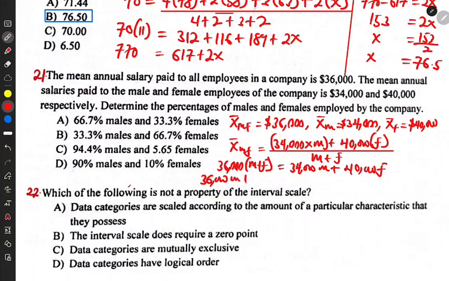36,000 M plus 36,000 F should be equal to 34,000 M plus 40,000 F. So by grouping and comparing, when we compare 34,000 M against 36,000, we're going to get 2,000 M.